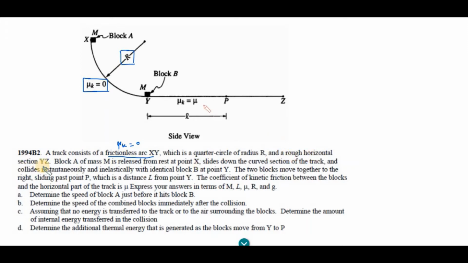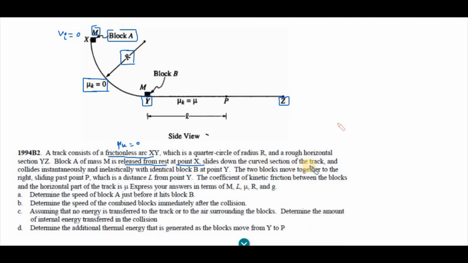And there is a rough horizontal section yz. From y up to z, it is a totally rough horizontal section, and rough means it will have a certain friction. The coefficient of friction is given as mu k equal to mu. Now the block A, whose mass is given as capital M, is released from rest at point x. So the initial velocity of the block at point x is 0, since it is released from rest.